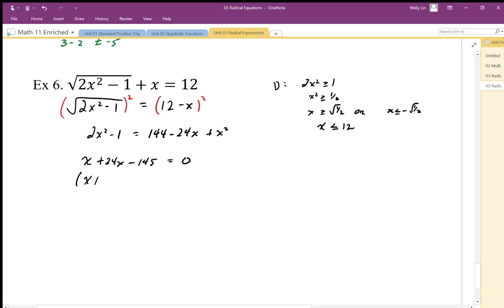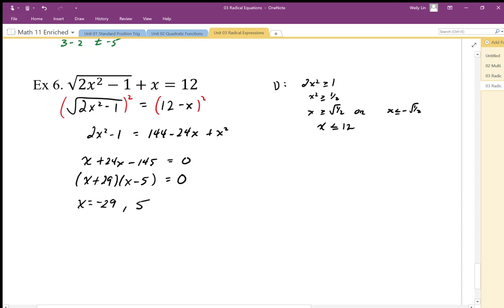So (x + 29)(x − 5). Okay, if you're not sure, you could have put it in the quadratic formula, and you end up with the same solutions. I'm just going to double check this here. So −5 times 29, yeah, that gives us −145. Okay, so those are our factors, and we can get our solution. x equals −29, x equals positive 5.